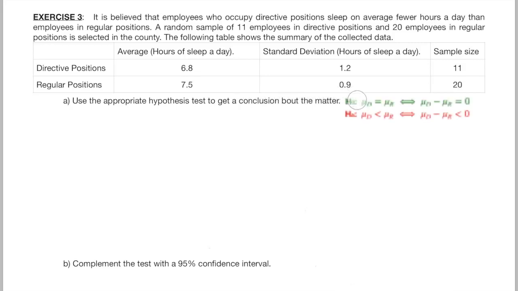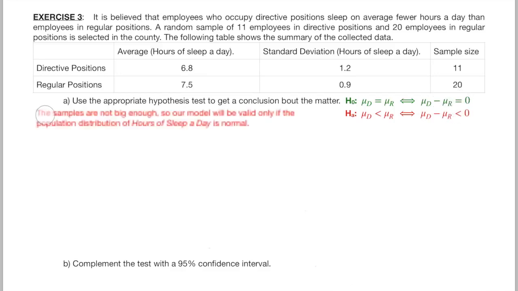As always, the first step is setting up the hypothesis. The null is the equality. The mean among directive positions equals the mean among regular positions. And the alternative is the suspected inequality. The mean among directive positions is less than the mean among regular positions. But to do our math, we need to compare to a number. So we express this equality in this form and this other equality in this other form.